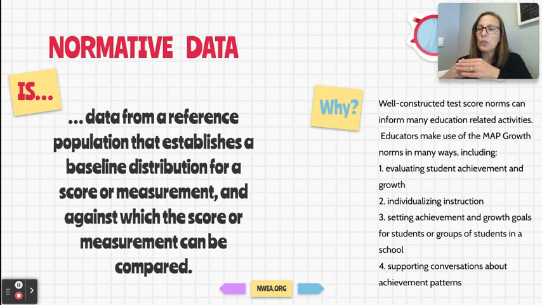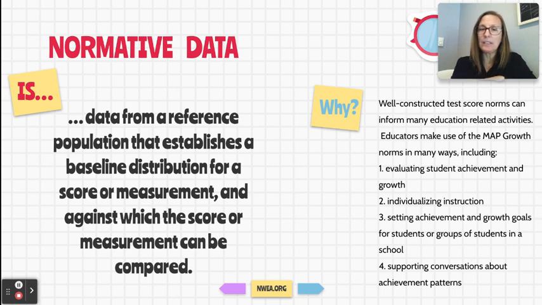We can show parents, we can show other people looking at student achievement, where that student ranges based on those 200 other scores. Are they performing above? Are they performing at the same level? Are they performing slightly below where the average student would perform? We take all of that normative data.